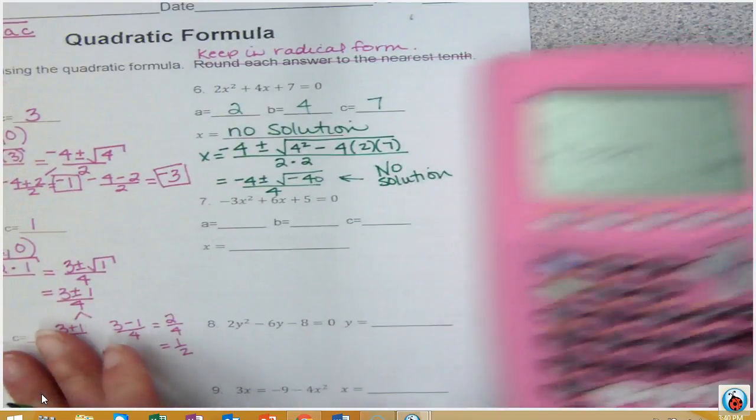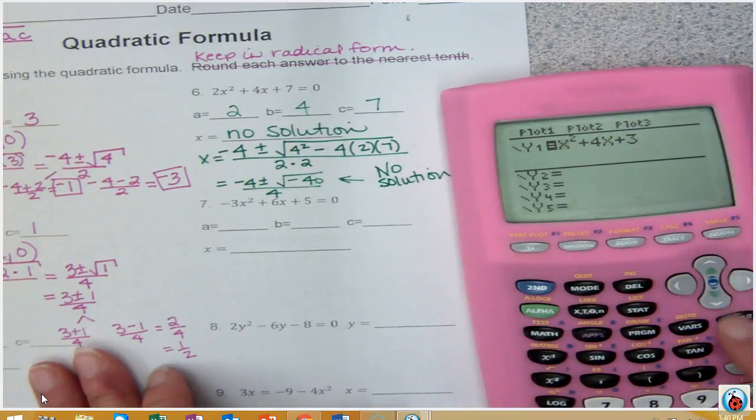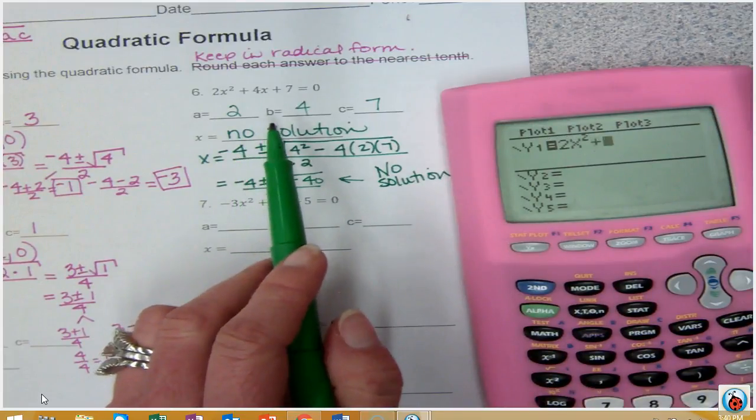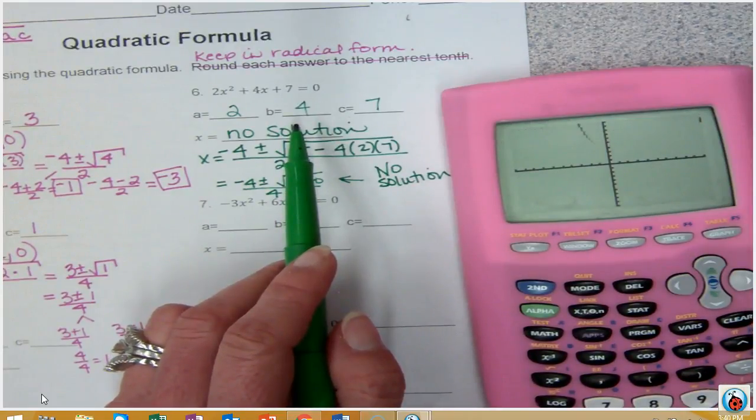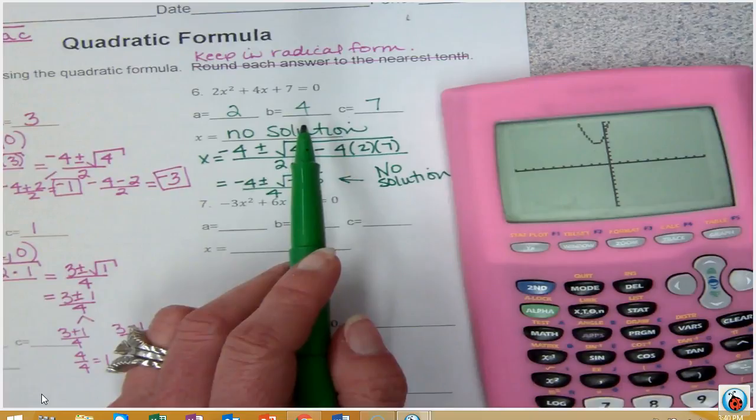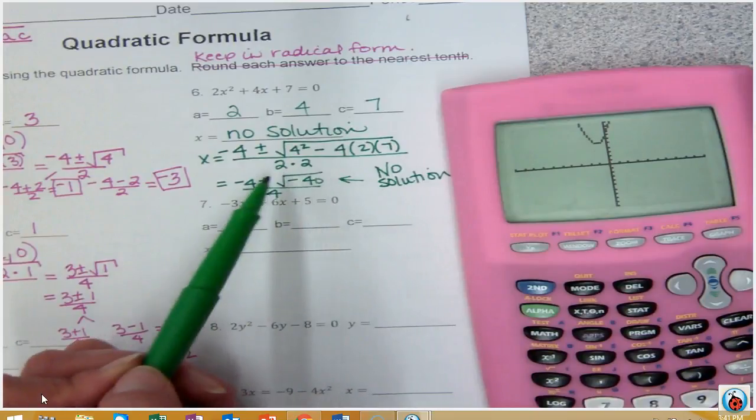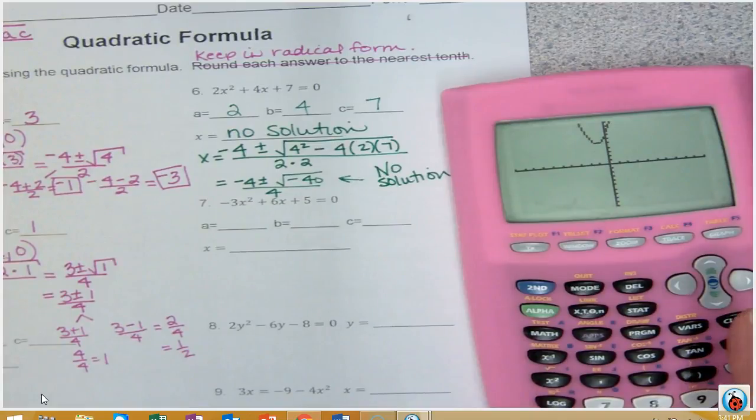And just to check my answer, I'm going to graph it because it's so easy. I'm going to say, all right, 2x squared plus 4x plus 7, and there you have it. You need a graphing calculator to check your answer, but you do not need a graphing calculator to do the math, because right here in your notes it states that if you have a negative number underneath the radical, there's going to be no solution.